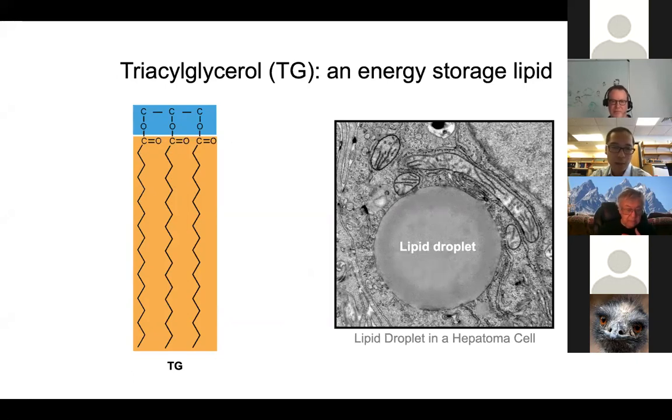So when present in excess, cells developed an organelle called the lipid droplet to store excess neutral lipids, including TG or other lipids like cholesterol ester and waxes. Okay, and the neutral lipid is stored in the core of the lipid droplet. The surface is covered by a monolayer of phospholipids.